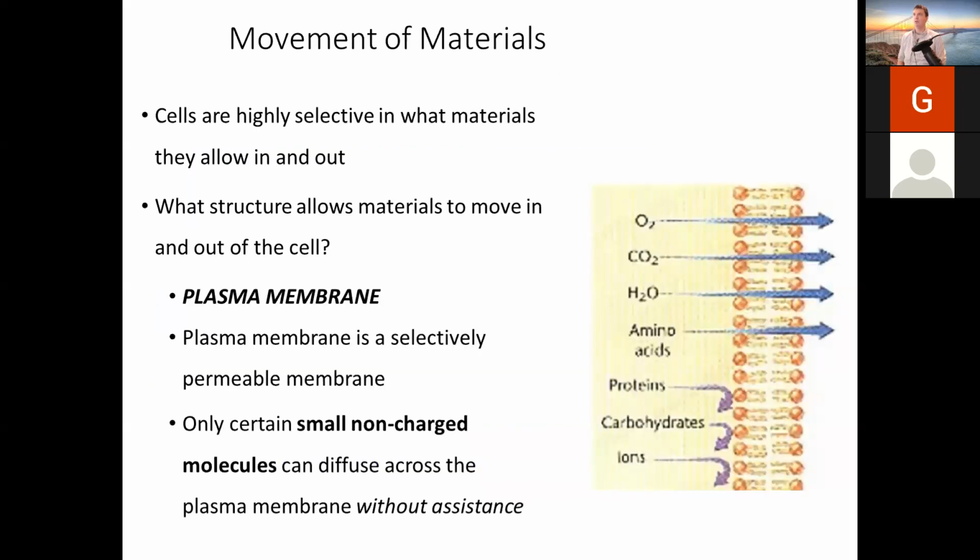Okay, so the movement of materials. The plasma membrane is semi-permeable. Cells are highly selective in what materials they allow in and out. So what structure allows materials to move in and out of the cell? This is the plasma membrane. And like I said, the plasma membrane is selectively permeable, and only certain small non-charged molecules can diffuse across the plasma membrane without assistance.